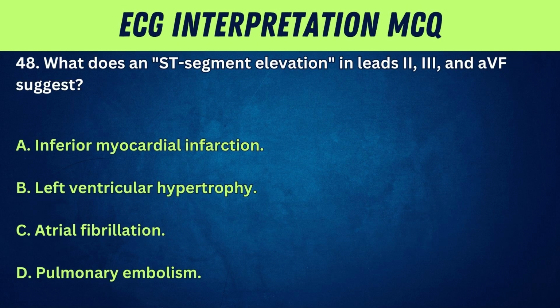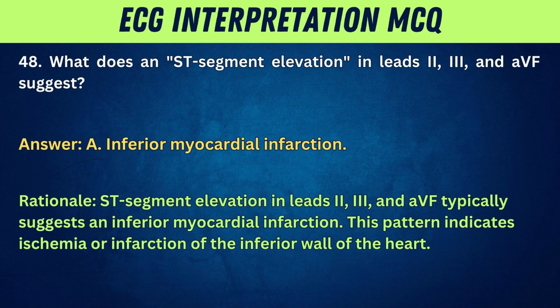48. What does an ST segment elevation in leads II, III, and aVF suggest? A. Inferior myocardial infarction. B. Left ventricular hypertrophy. C. Atrial fibrillation. D. Pulmonary embolism. Answer: A. Inferior myocardial infarction. Rationale: ST segment elevation in leads II, III, and aVF typically suggests an inferior myocardial infarction. This pattern indicates ischemia or infarction of the inferior wall of the heart.